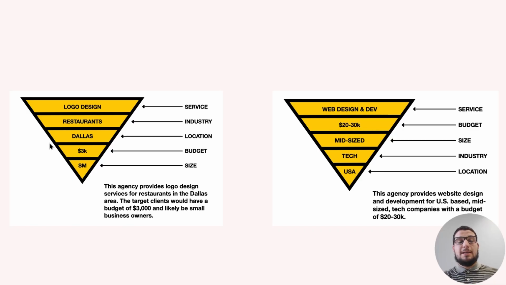Here, you can see the example on the left, which is a company that, for example, does logo design for restaurants in Dallas for $3,000 at least, and the size is a small business. So this agency provides logo design services for restaurants in the Dallas area, and target clients who would have the budget of $3,000 are likely to be small business owners. So this pyramid, as you can see right here, is a very good example of a niche.